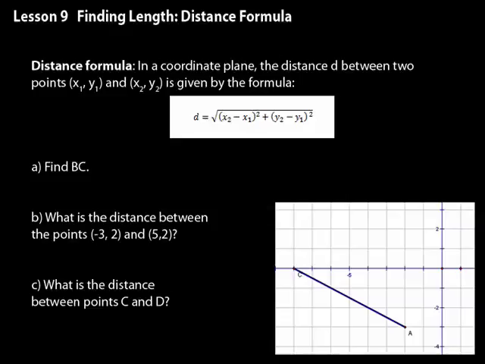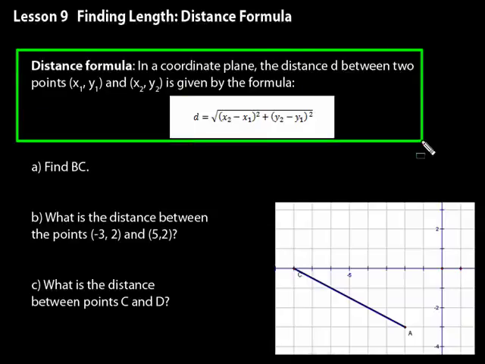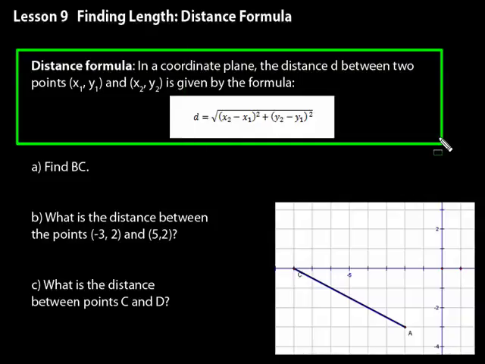Lesson 9 is about finding length using what's called the distance formula, and this is basically an application of the Pythagorean theorem. So let's take a look at the distance formula here, and we'll be working with coordinate planes, XY axes. In other words, it has several names, also called the Cartesian coordinate system. You may have heard it called that too. But the formula says that in a coordinate plane, the distance d between 2 points is given by that formula right there.